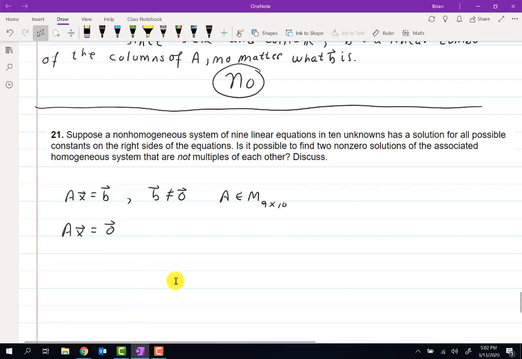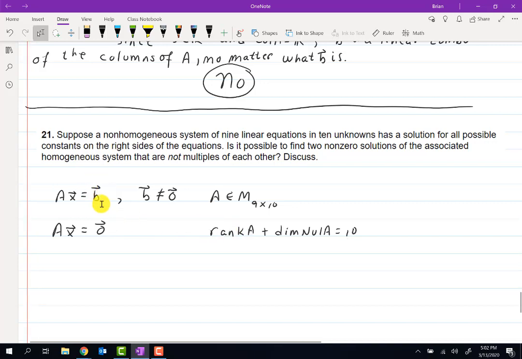Well, let's take a look here. So this is going to tell us what the dimension of the null space is. Let's do my basic formula here. The rank of A plus dim null of A is supposed to equal 10, the number of columns. And since we're told that we have a solution for all possible constants, then the dimension of the column space has to be 9, because B can be any vector in R9.